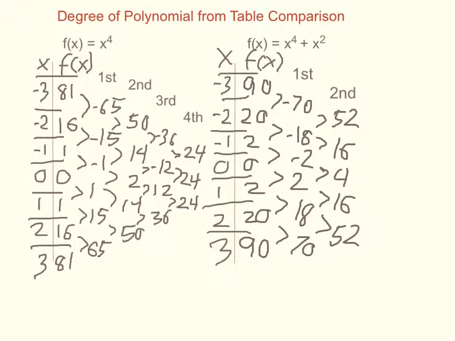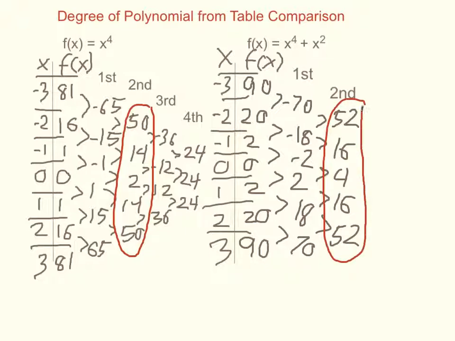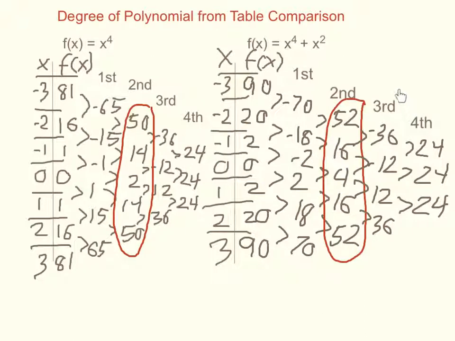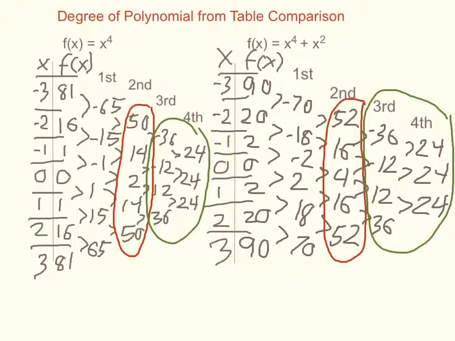You'll see that if we compare the second differences of the two functions, we get something pretty similar, but a little bit different. But if I go ahead and do the third and the fourth differences, you'll notice that those are exactly the same in the function on both the right and the left. They both converge to the 24 at the end, so we know that both are fourth degree polynomials.